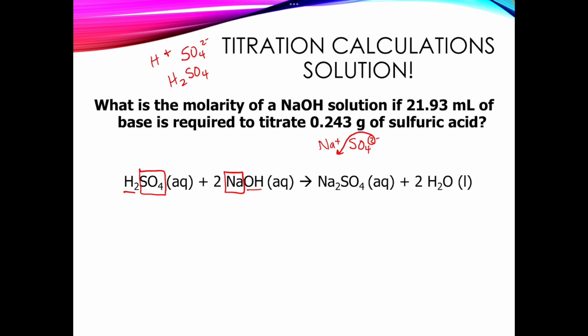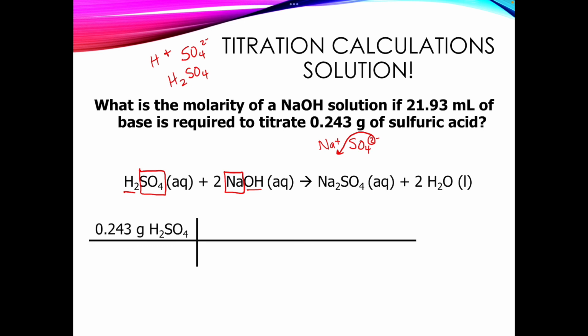Now we need to go ahead and make our train track. So we're going to start with our 0.243 grams of sulfuric acid. The reason we don't start with the volume of sodium hydroxide is because we're trying to figure out the molarity of sodium hydroxide. That volume is going to go later in the molarity equation. So we'll start with our 0.243 grams of sulfuric acid.